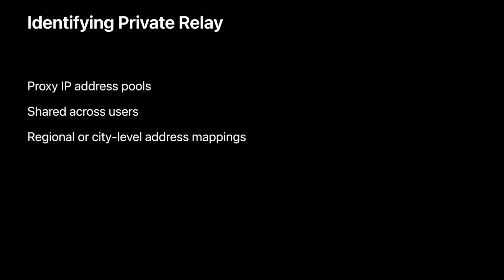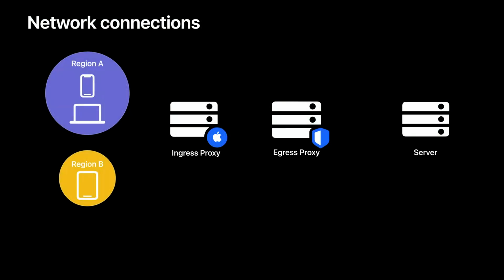Private Relay guarantees that users can't use the system to pretend to be from a different region, so you can continue to enforce region-based access restrictions. Details about the proxy IP addresses will be available as an article associated with this session. Now let's take a look at network connections from devices using Private Relay.